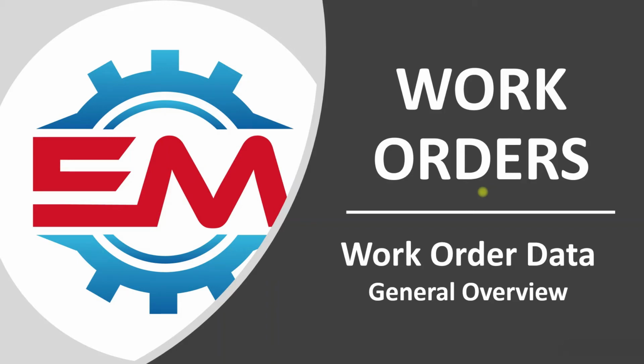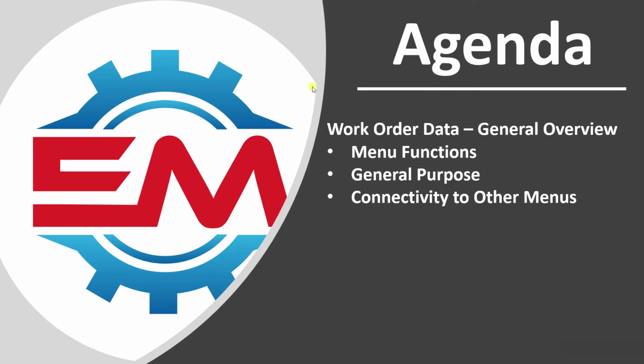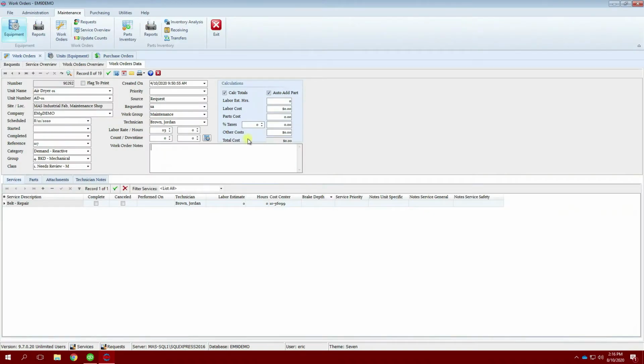Hello again and welcome to this video series on express maintenance work orders. In this video, it's going to be our first look at the work order data tab, which is going to be in your work order menu, and specifically just a general overview. We're going to look at the menu functions, general purpose, and connectivity to other menus. Let's get started. So how do we get to the work order data tab?